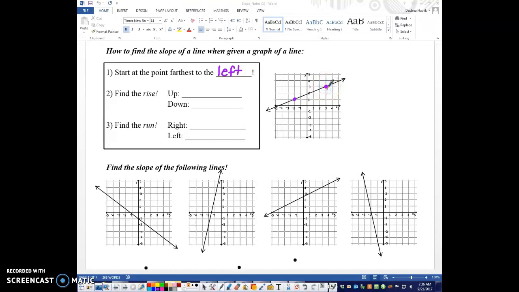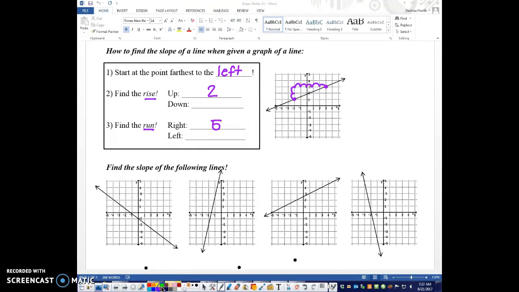Okay, so first we need to find the rise. So rise is 1, 2. Okay, next we need to find the run. It runs 1, 2, 3, 4, 5 to the right.